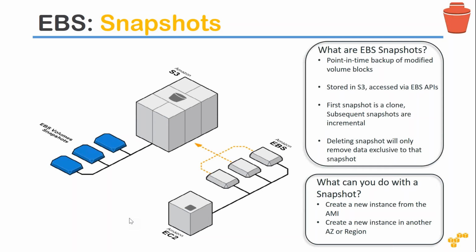Whenever you create a snapshot, it is a point in time backup of your modified volumes. So if you have a 10 GB disk, and you are using it only for 4 or 5 GB and we are creating a snapshot, only those 4 or 5 GB of data is going to be copied. The snapshot will say 10 GB, but it is going to have only the modified volumes inside it. And snapshots are incremental by nature.